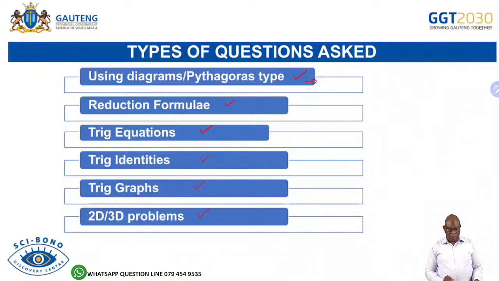2D and 3D, this is where you're using the area rule and the cosine rule, and also the sine rule. So this is where you are going to be using this. Okay.